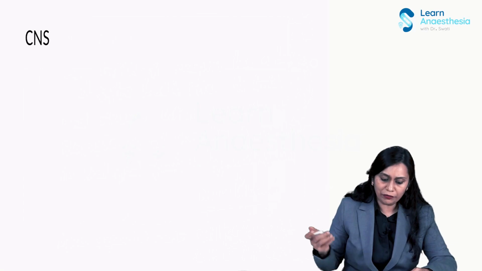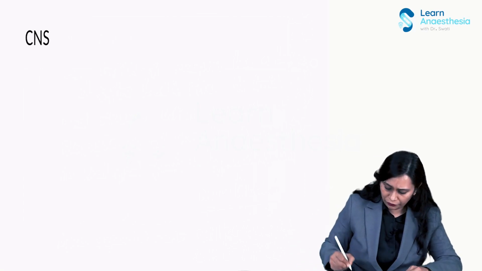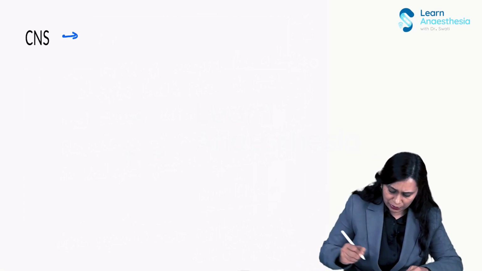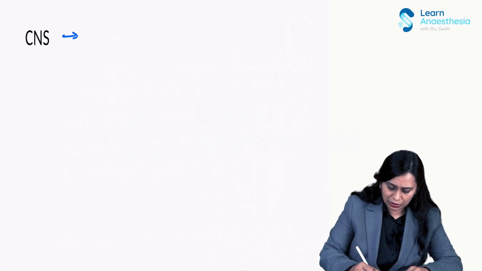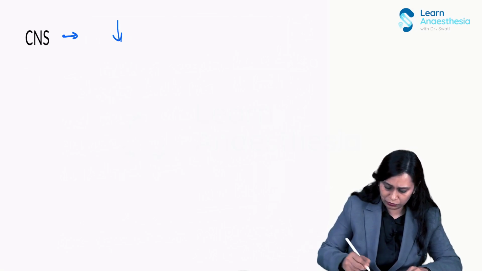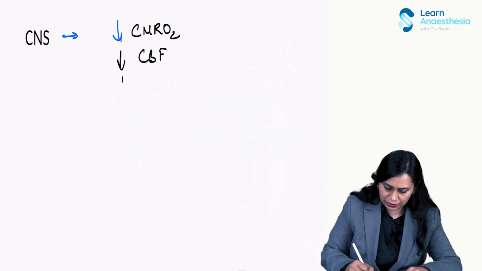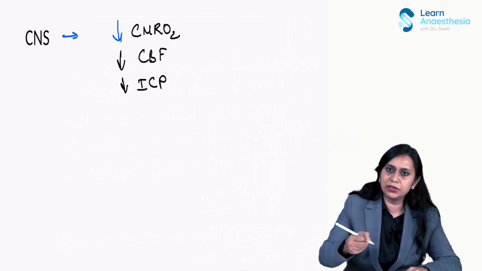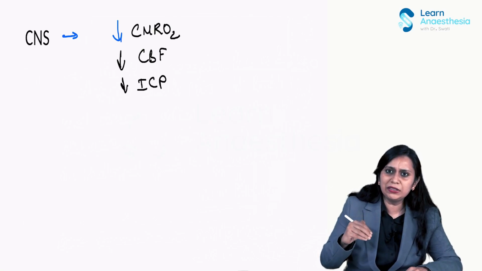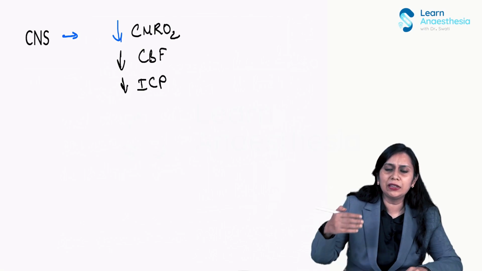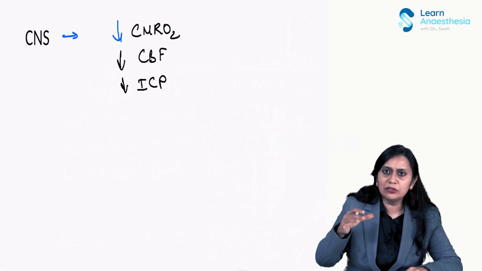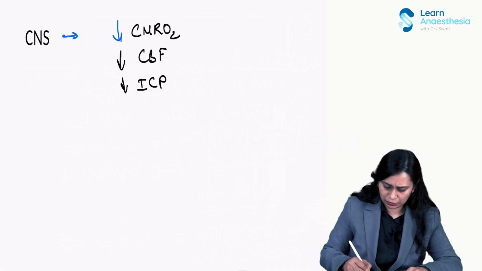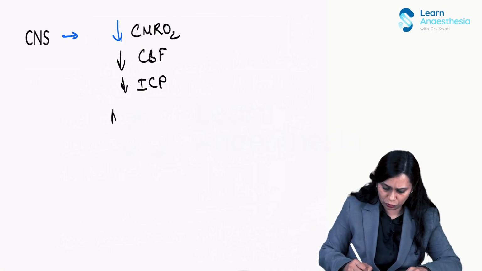Okay. Now, the effect on the central nervous system. The effect on the central nervous system is more or less the same as other IV anesthetic agents: decreased CMRO2, decreased cerebral blood flow, decreased intracranial pressure. Till here same. But this is different from other IV anesthetic agents. Since it has a ceiling effect, there is no burst suppression seen with benzodiazepines. So, no burst suppression.